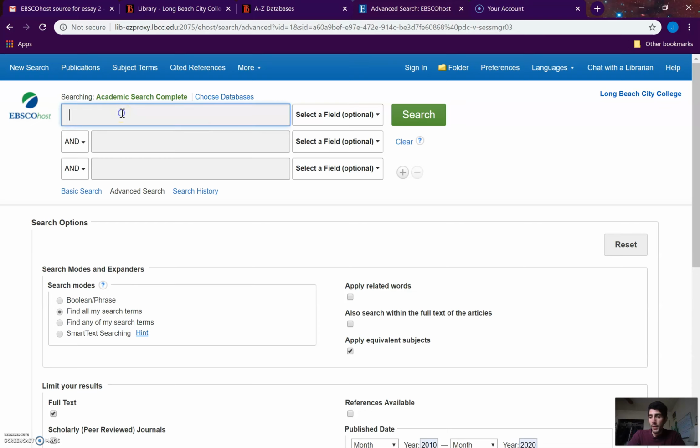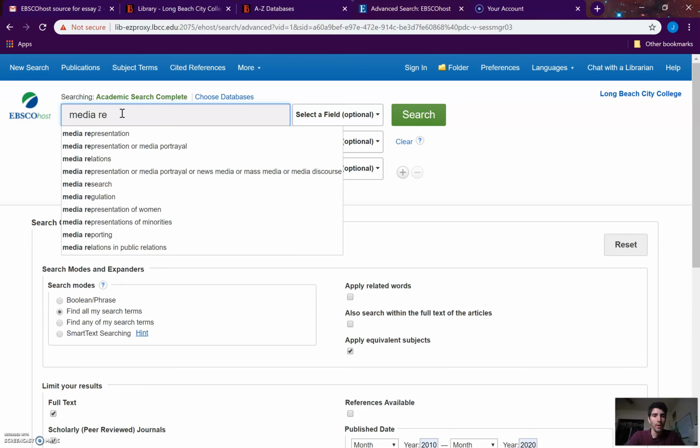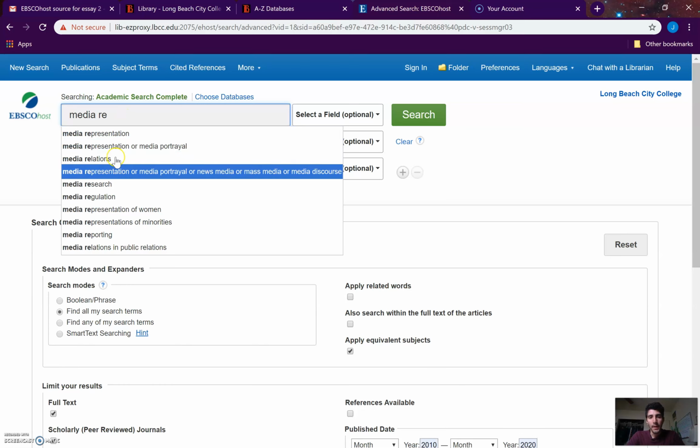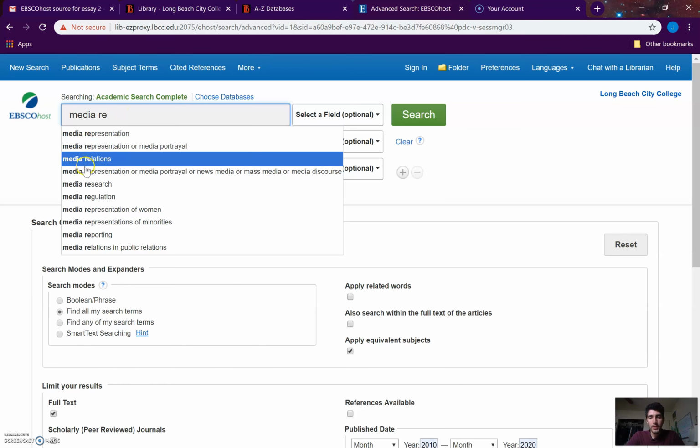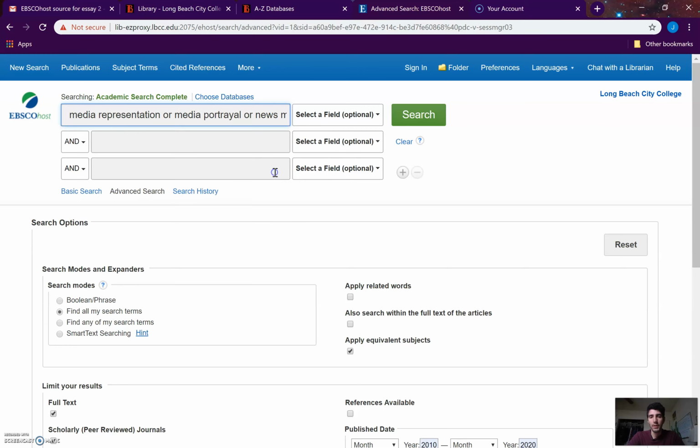Now remember the essay prompt is about media representation, and I do want to focus it on the US. So I'm going to start typing some stuff. Media, as you can see, EBSCOhost is already starting to give me suggestions. So I really like this one. Media representation or media portrayal or news media or mass media discourse. Perfect. That's the one I want.